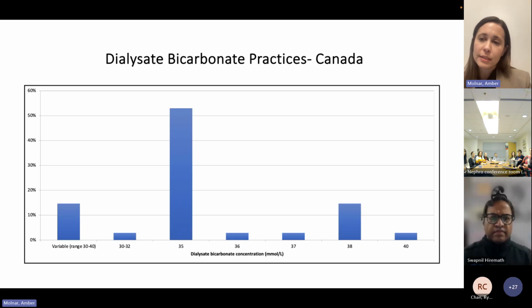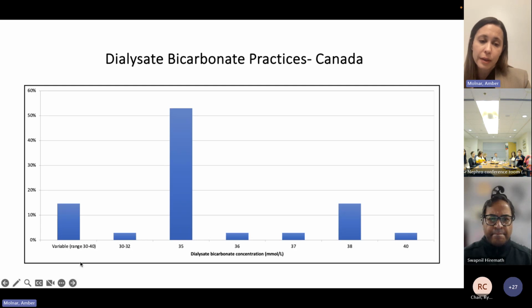We wanted to look at this based on more current data. So again, we did an informal online survey of programs across the country, and we did find that practices really do vary depending on the center and depending on the region. So there are some centers that are practicing something called individualization, where they decide on the dialysate bicarbonate concentration to prescribe to the patient depending on their pre-dialysis serum bicarbonate concentration, which is measured as part of monthly blood work. And then they're using a range of concentrations anywhere from 30 to 40 millimoles per liter.